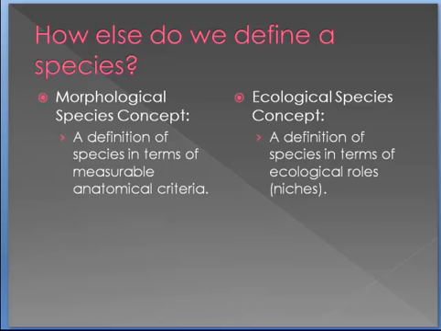There are two additional ways to define a species, and one is the morphological species concept, which is a definition of species in terms of anatomical criteria. So essentially, if they look alike and have similar parts, then they are of the same species. The other way of defining a species is through the ecological species concept. The ecological species concept basically says if you're filling the same role in the environment, and we call that a niche, you are of the same species.